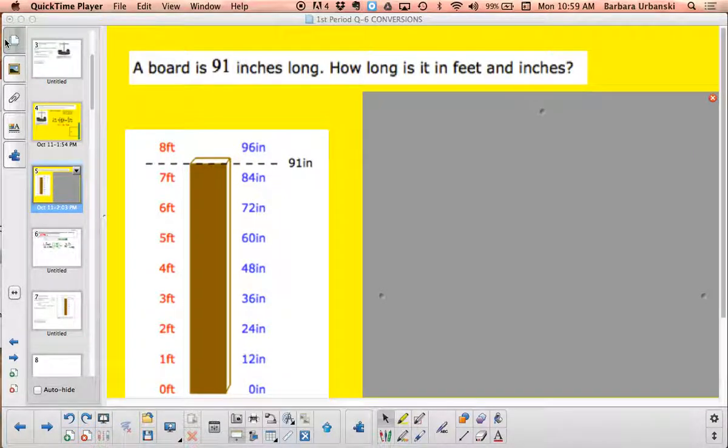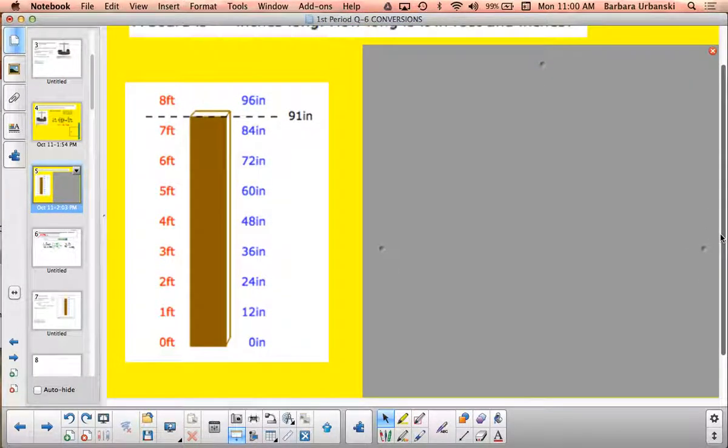Okay, the next question that we looked at today, they were looking at a board that is 91 inches long. How long is it in feet and inches? So they did give us an example of the board. And if you notice, they started with 0 feet, 0 inches, and then they went from 0 feet all the way up to 8 feet, and then from 0 inches through 96 inches.